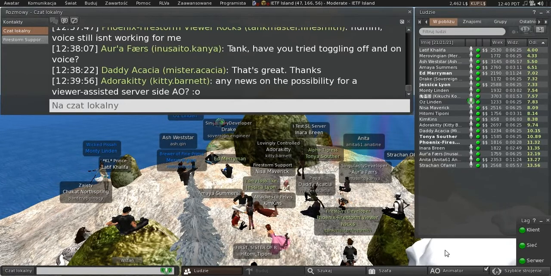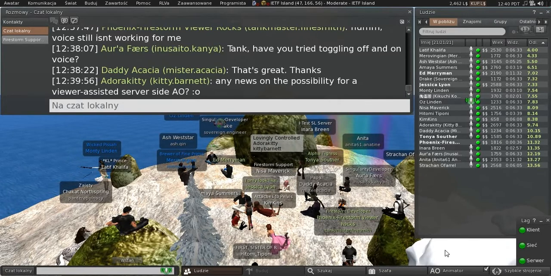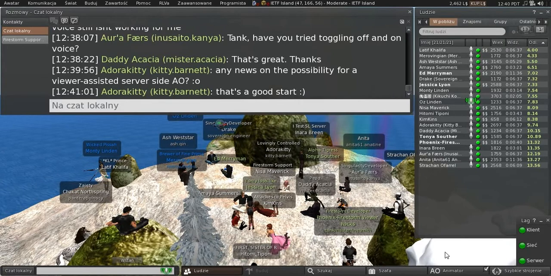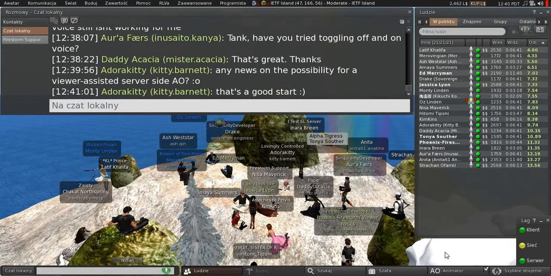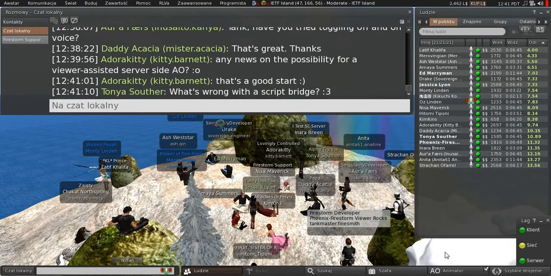The one thing we might be able to do is to basically provide viewers the ability to do the same things that scripts can do to animations, only without having to go through the monkey business of creating a script bridge. That might not turn out to be too difficult.